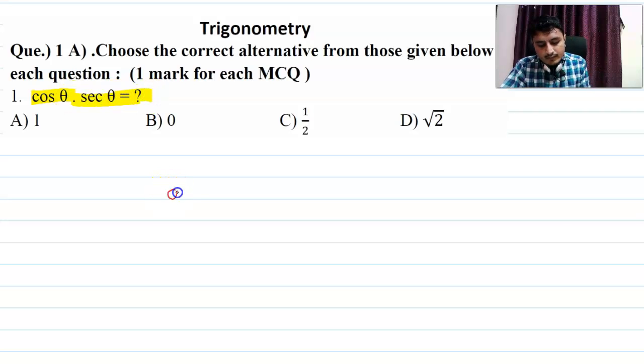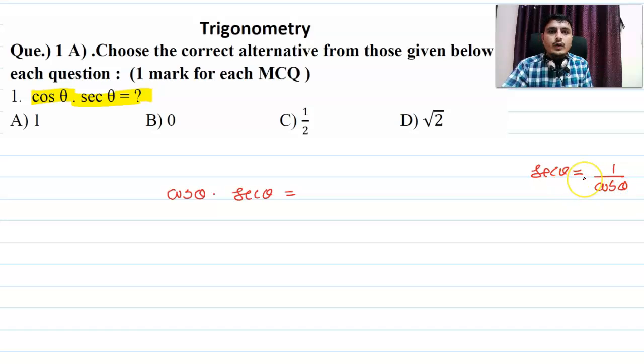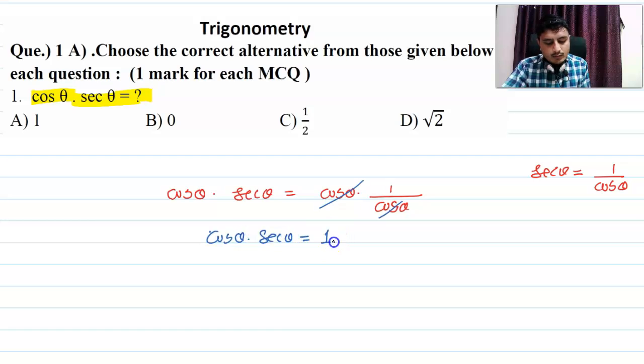Now look here, we have given cos of theta into sec of theta. We well know sec of theta is the reciprocal of cos of theta, which means we can write sec theta equals 1 upon cos theta. Once we replace sec theta by its value, we get cos of theta into 1 upon cos of theta. Here cos theta from numerator and denominator gets cancelled, so the value of cos theta into sec theta equals 1.